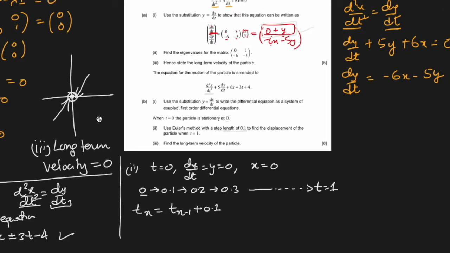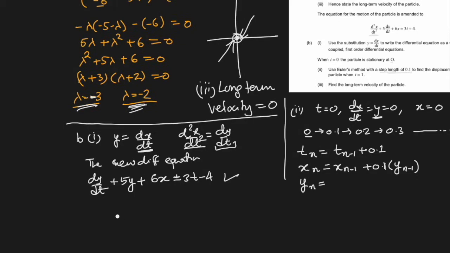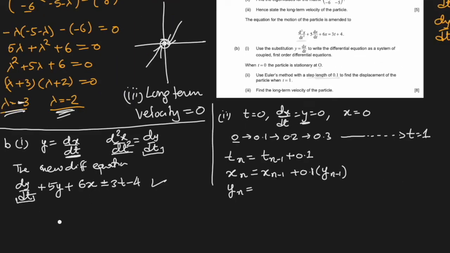Next, there will be an equation for xn. xn will be xn minus 1, which is the previous position, plus 0.1 times the velocity it is moving with. And velocity is dx over dt, which we can write as yn minus 1, whatever the previous velocity was, times the step length. What about yn? For yn, we'll use the equation we just got. This is the rate at which y is changing. So we write yn minus 1 plus 0.1 times the rate at which it is changing.